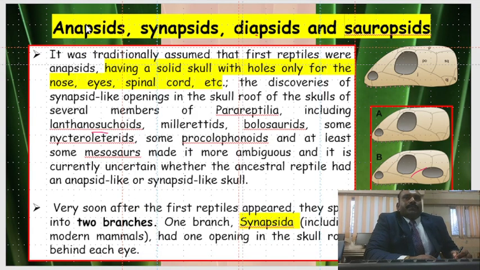There are 3 or 4 concepts which are very important in connection with the study of the reptiles. What are the anapsids, synapsids, diapsids, and the sauropsids? The anapsids, synapsids, and diapsids are supposed to be parts of the skulls or the skeleton of the dinosaurs, classified on the basis of the presence of holes in the skull behind the eyes and the nostrils.